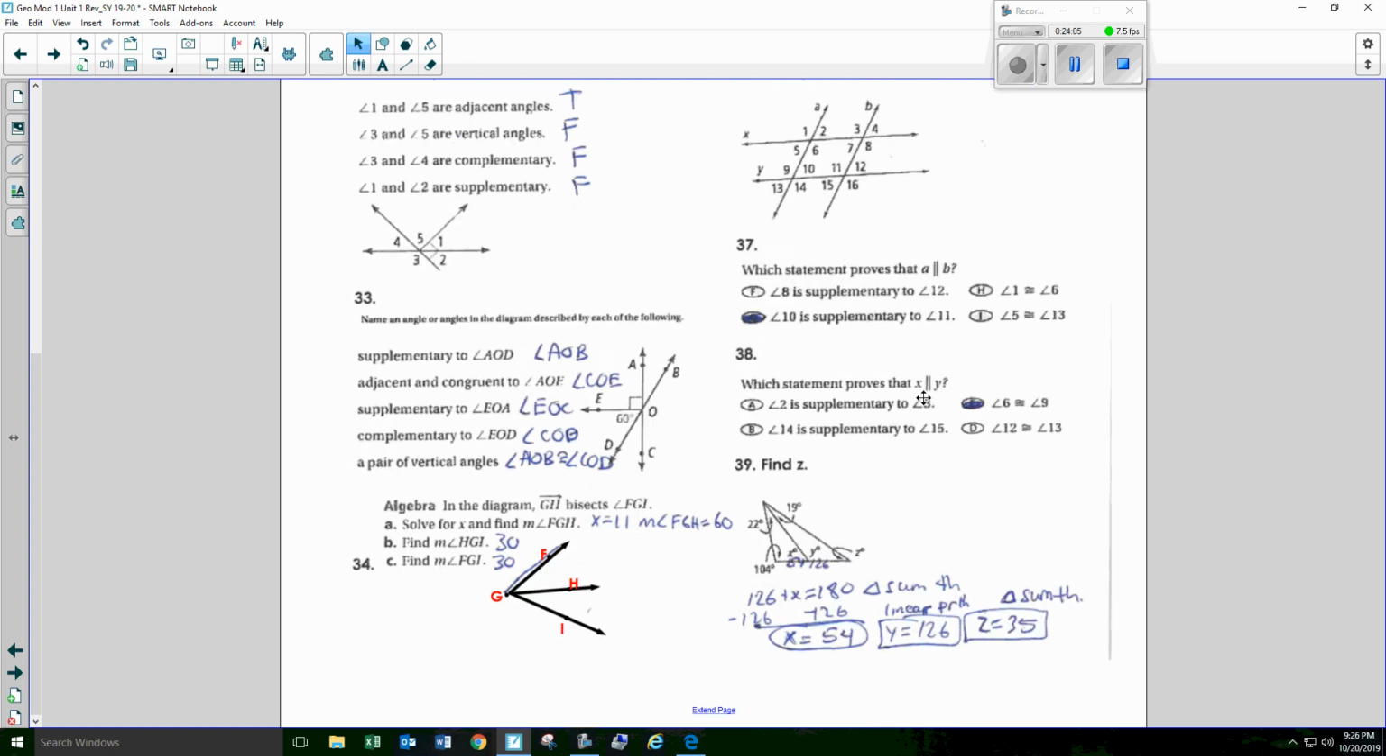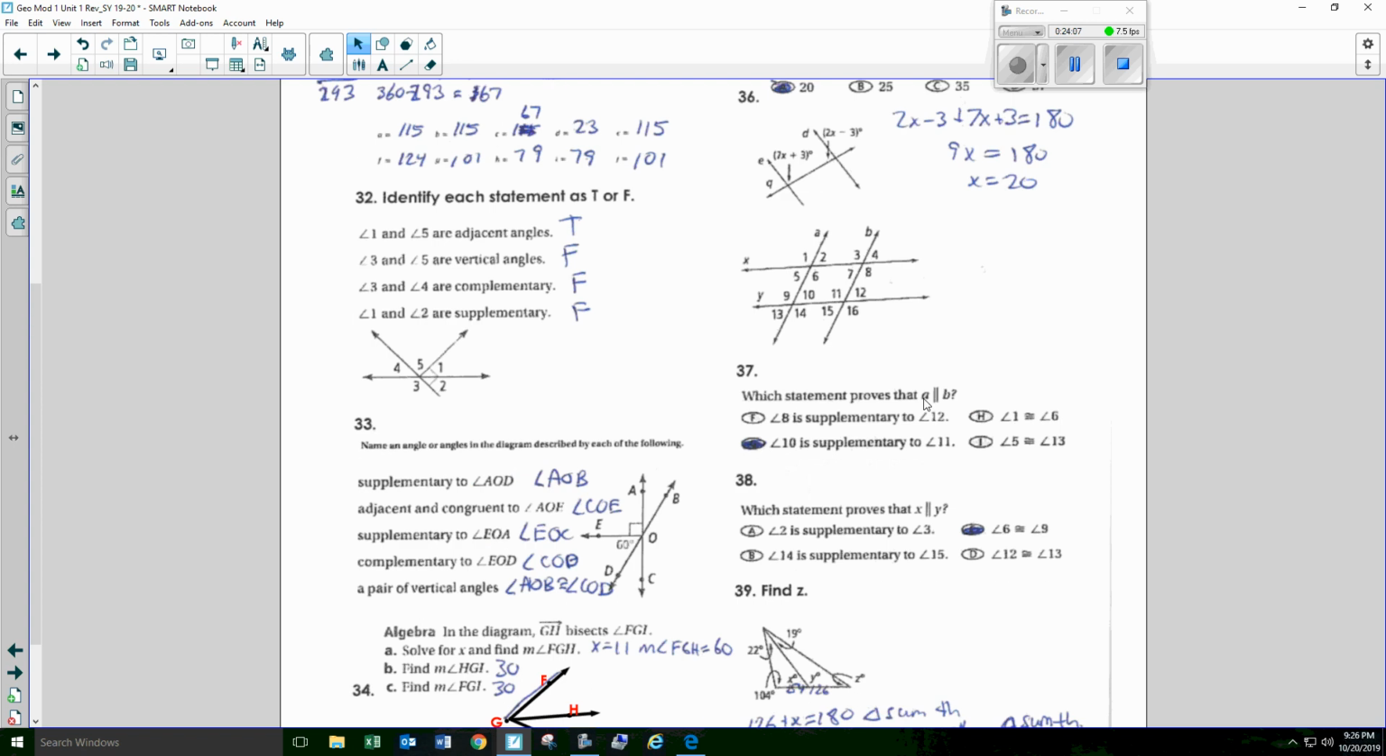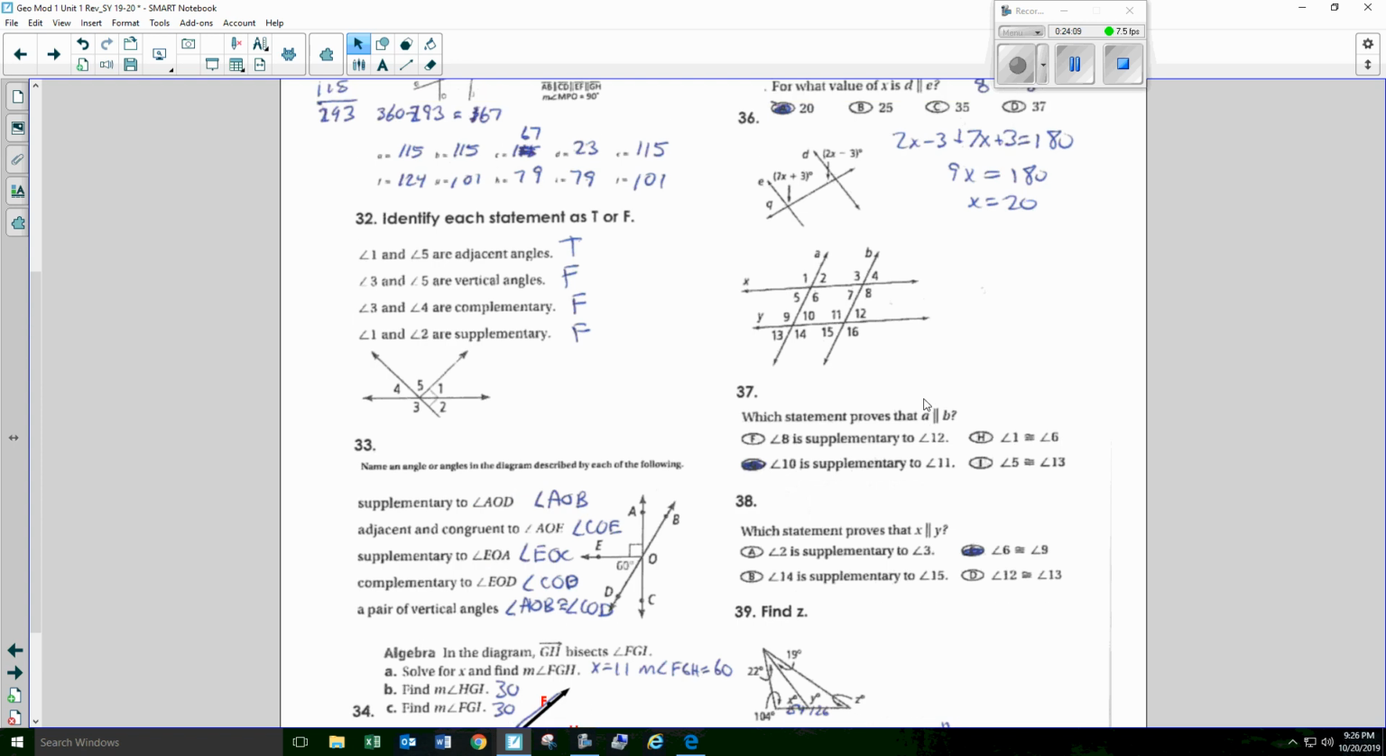What makes it X parallel to Y? Okay, so we got to touch X and Y. 2 and 3 are touching A and B. 12 and 13 are touching A and B again. 14 and 15 are touching A and B again. 6 and 9 though, 6 is touching X, 9 is touching Y. So it's 6 and 9, and that'd be converse of the alternate interior angles theorem. They're alternate interior angles right there.